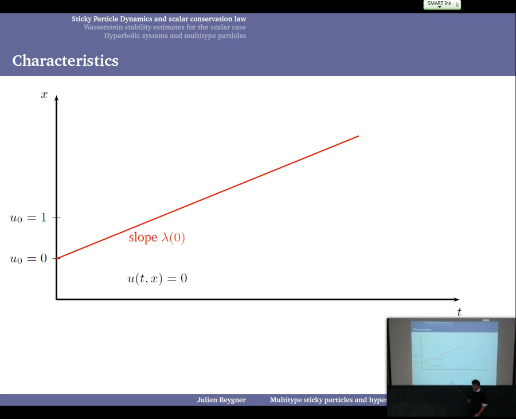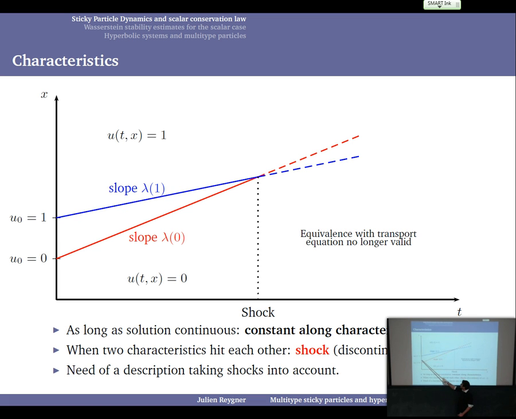Of course, since my solution is monotonic, everything which is below this line is null, at least as long as the solution is continuous and the equivalence with the transport equation is valid. So now let me draw the slopes, the characteristics starting from this point here.